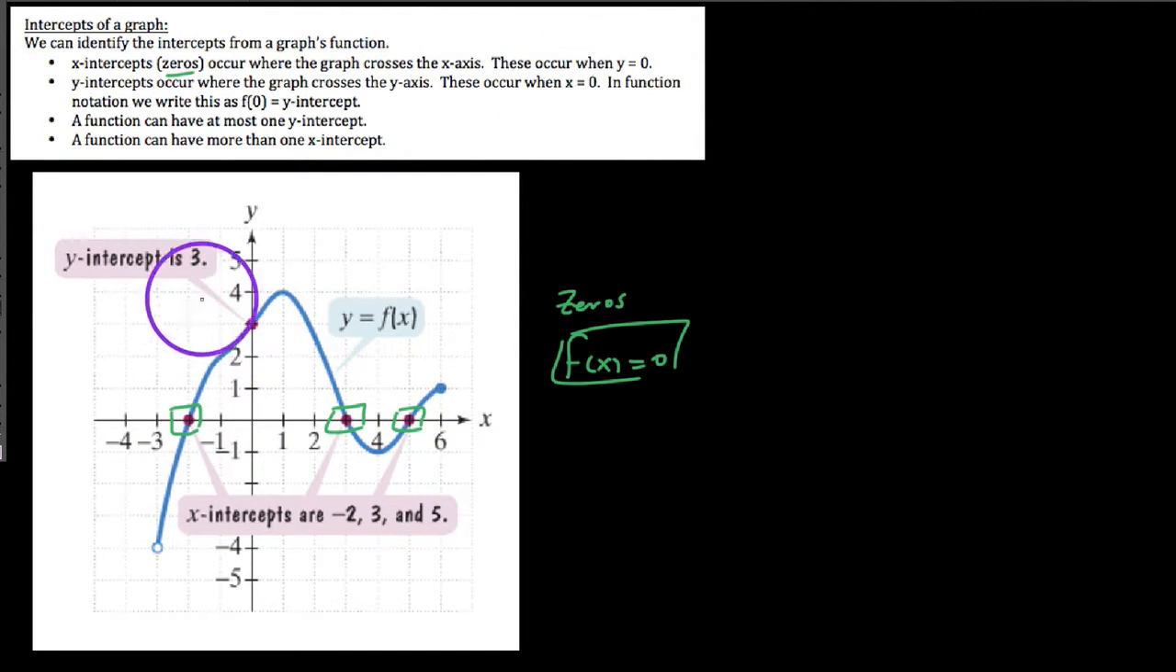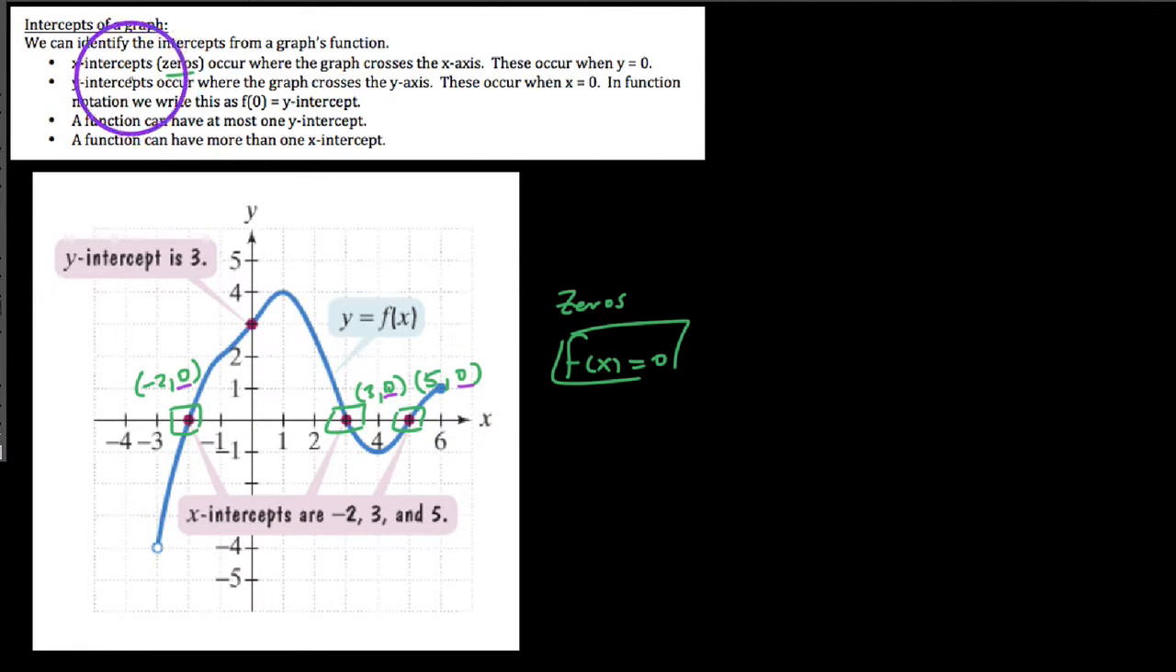So you'll notice that the intercepts are listed in this graphic here as just single numbers, single values. But what I would say is it is very appropriate to write these as ordered pairs. And if I write these out as ordered pairs, we have (-2, 0), (3, 0), and (5, 0). You can see that every x-intercept always has a y value of 0.